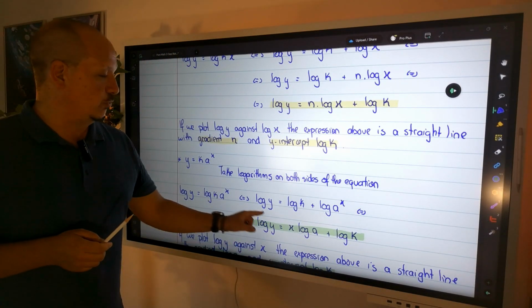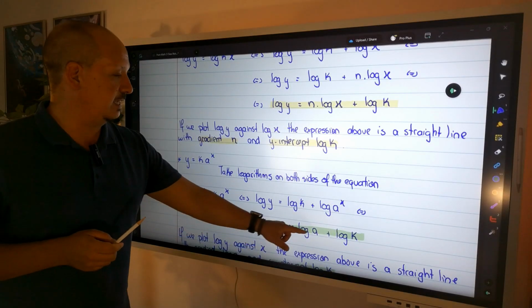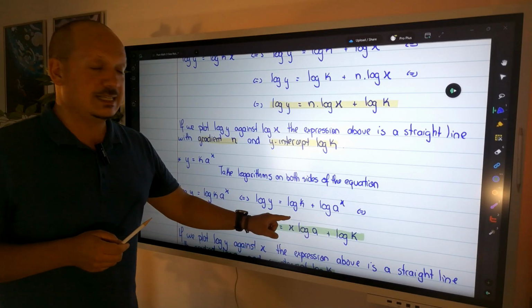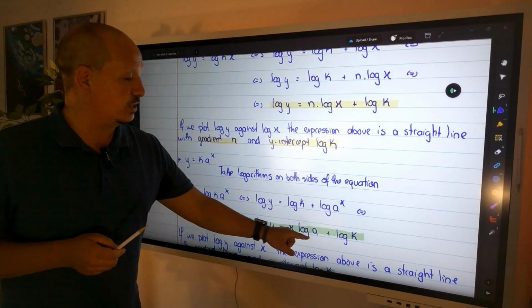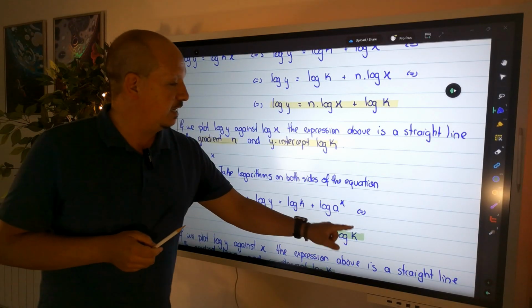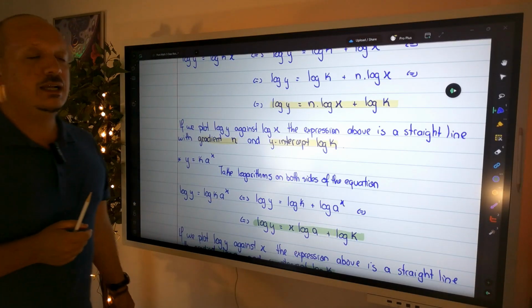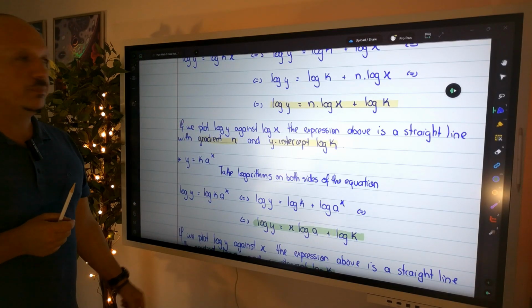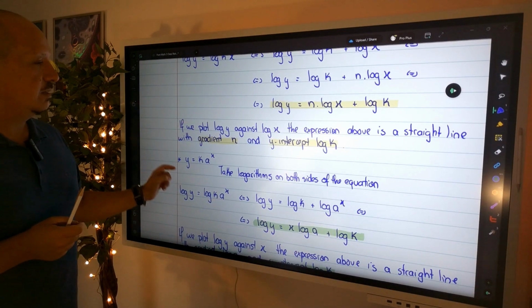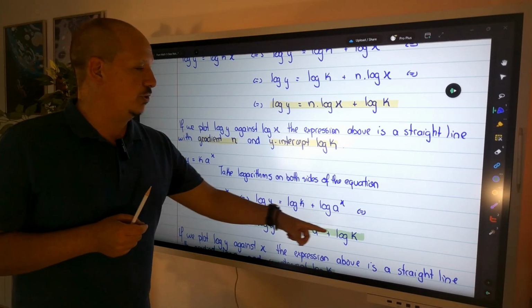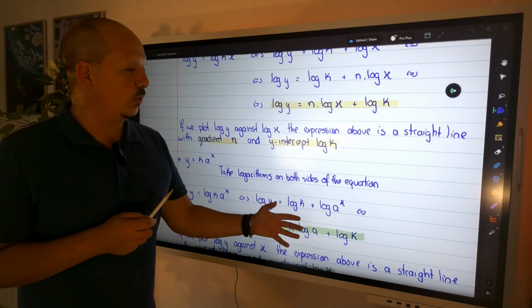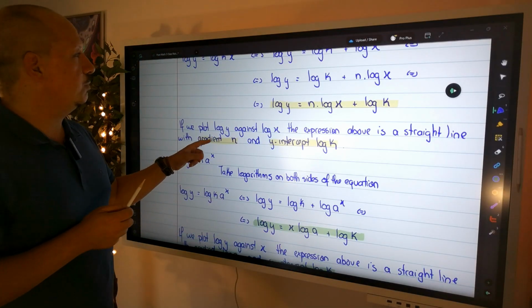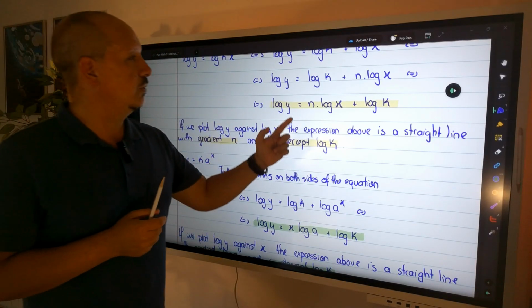Again, this is what you put on the y-axis, and this is what you put on the x-axis. Your gradient is going to be the logarithm of a, and your y-intercept is going to be the logarithm of k. In both situations, if these are constants that you need to figure out, once you get the gradients and the y-intercepts, you are going to be able to calculate the value of those constants.